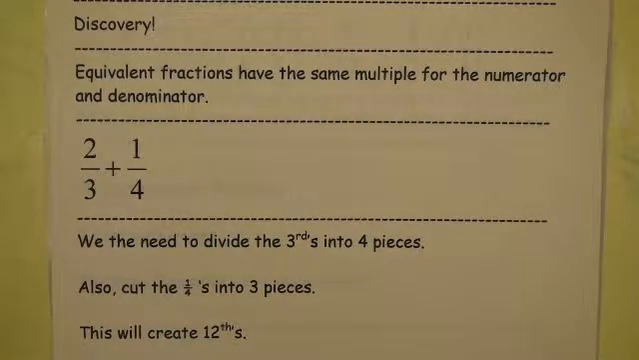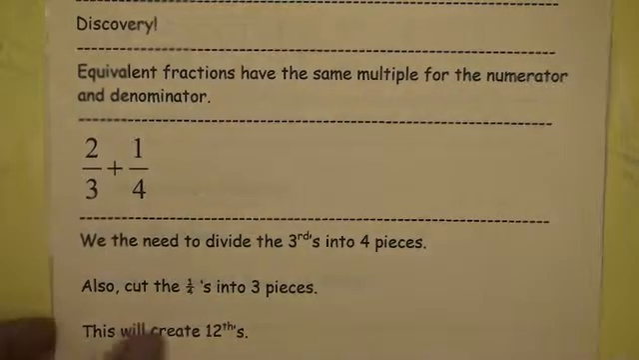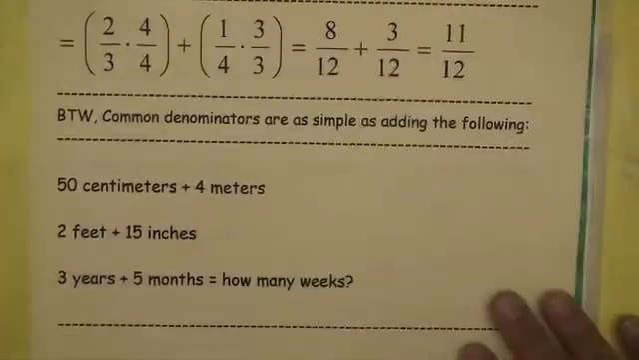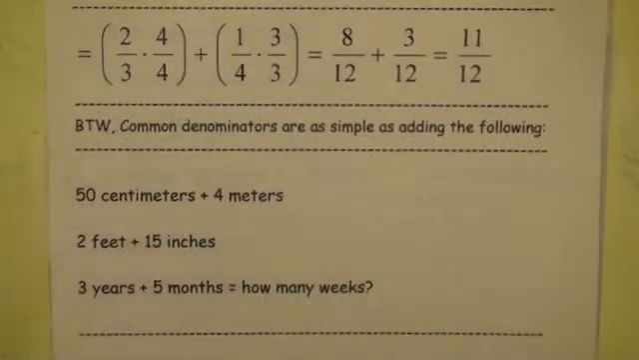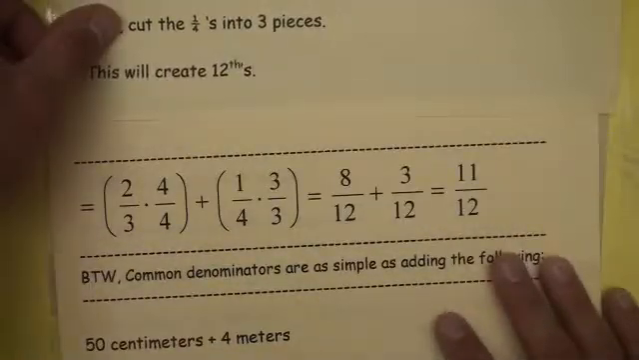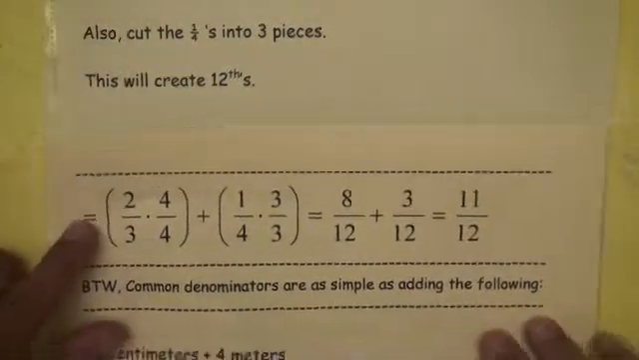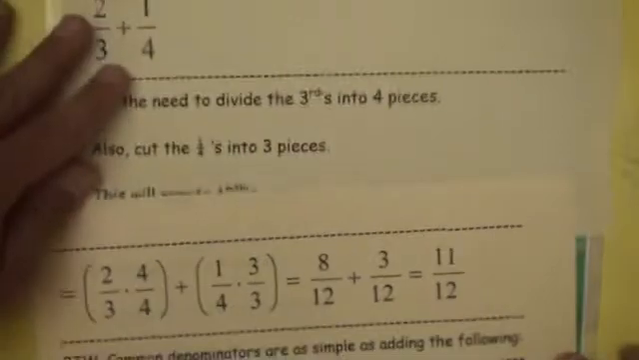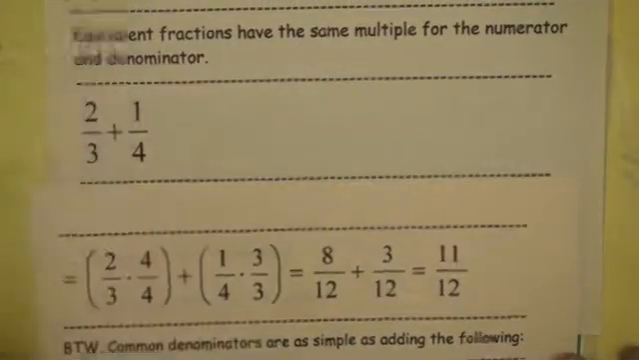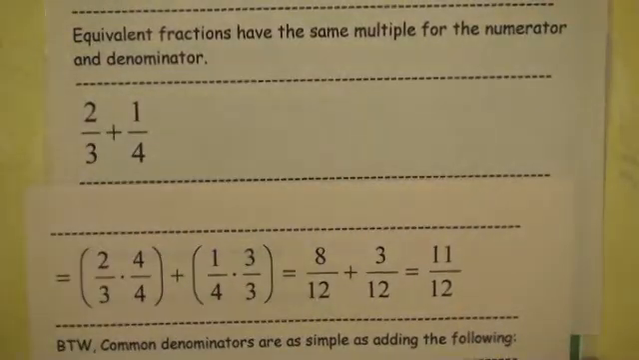See, we cannot add 2 different increments. You cannot add feet plus kilometers unless you convert one to the other, okay? So 2/3, we would take 2/3 and multiply it by 4/4, okay? And then we would take our 1/4 and multiply it by 3/3. Here you go. And we would end up with 8/12 plus 3/12.